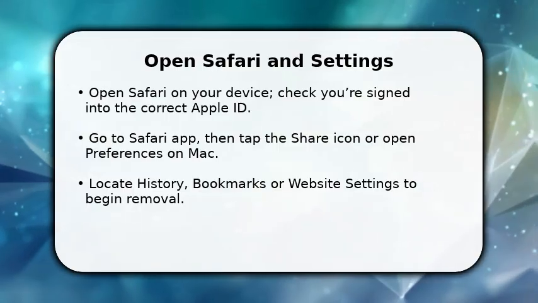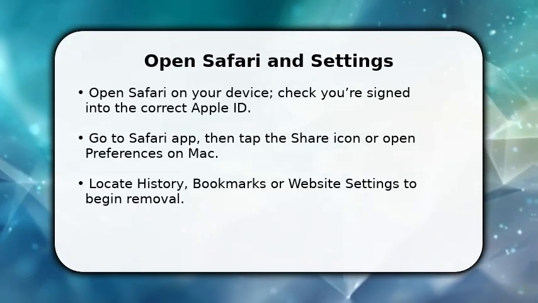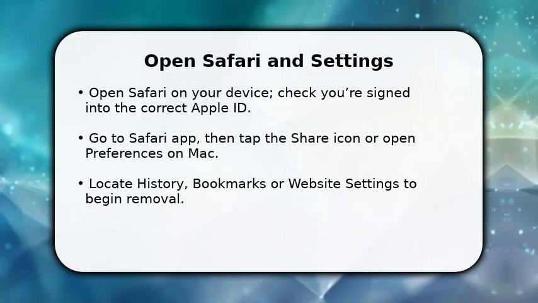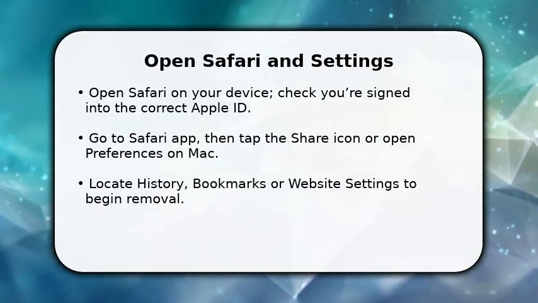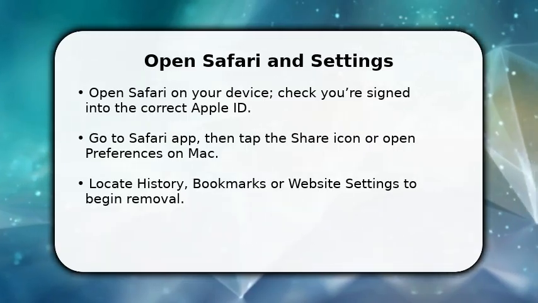You'll start in Safari and move quickly into Settings. This is where deletion happens. On iPhone, open Safari and tap the share icon, then choose Bookmarks or History. On Mac, open Safari and select Preferences, then Privacy or Websites.